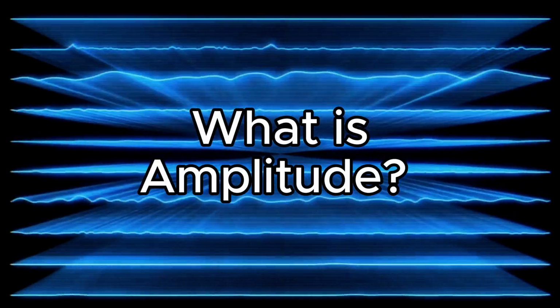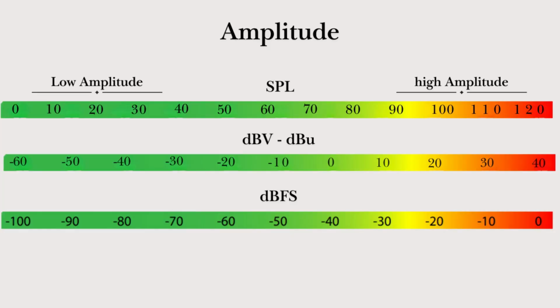A low dB measurement is equal to a low amplitude. A high dB measurement is equal to a high amplitude. A high pressure change will result in a high amplitude, and a low pressure change will result in a low amplitude. Easy enough, right? So what is amplitude? At its base, amplitude is just the measurement of how loud something is. The louder it is, the greater the amplitude. The quieter it is, the less the amplitude.